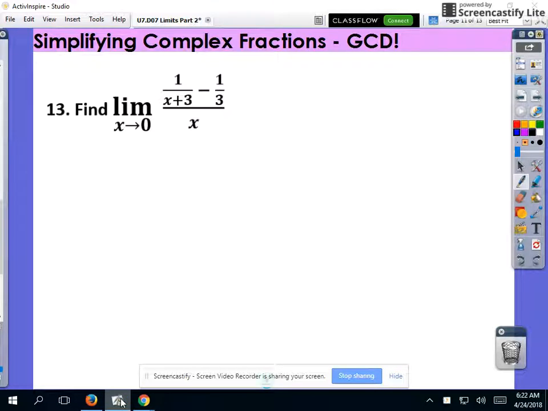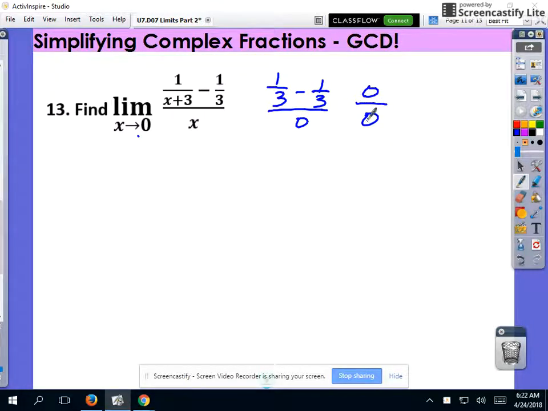All right, so for this type of situation, like we said, you can't use rationalizing, you can't do factoring. So we're looking at a complex fraction, and we have to simplify this down. Something's going to cancel or something's going to simplify. Because right now, if we plug in 0, we're going to have 1 over 3 minus 1 over 3 over 0, which is 0 over 0, indeterminate form.